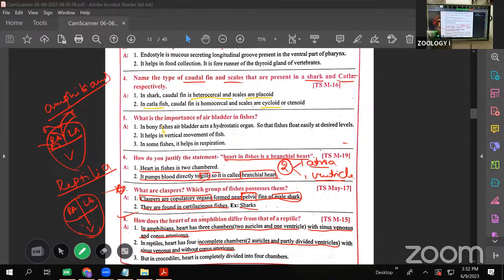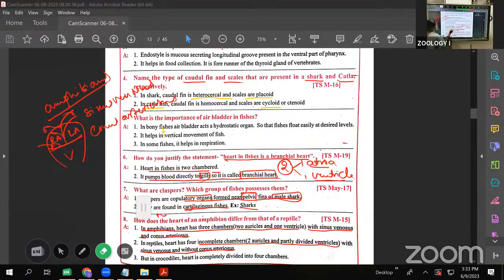Here in amphibians the sinus venosus is present and the conus arteriosus is also present, with the aortic arcs. But in reptiles only the sinus venosus is present and the conus arteriosus is absent. This is about the difference between the amphibian and the reptile heart.